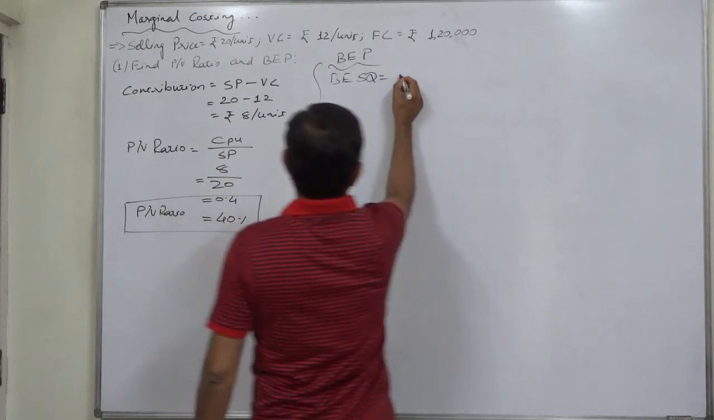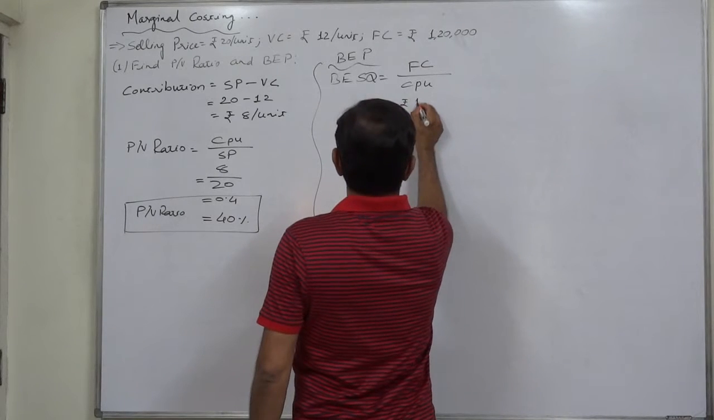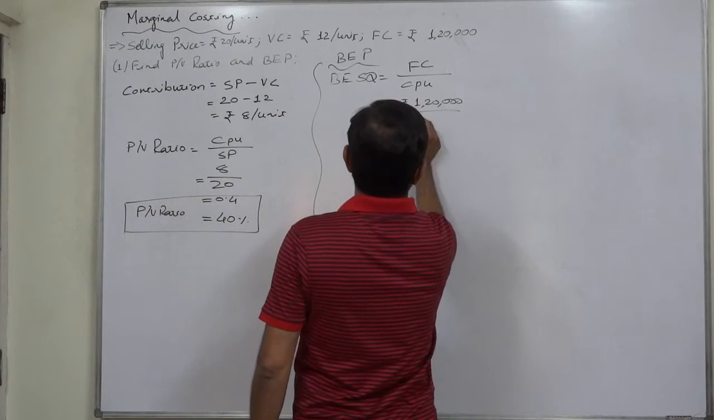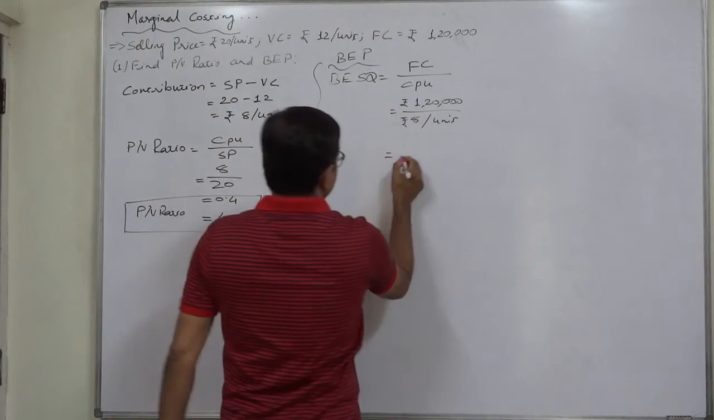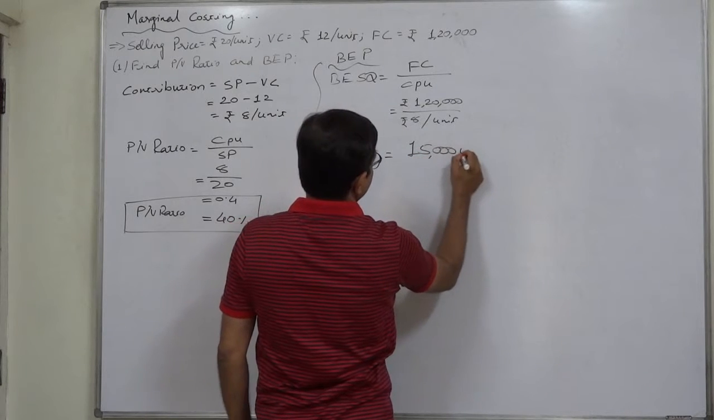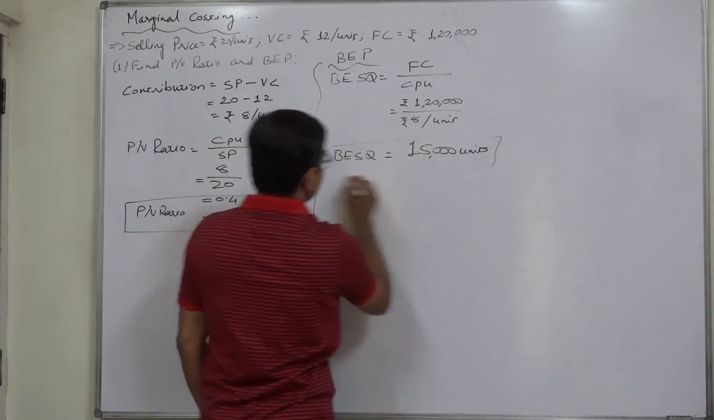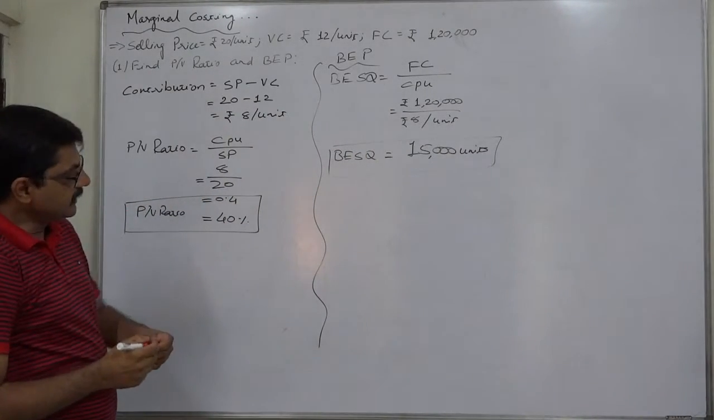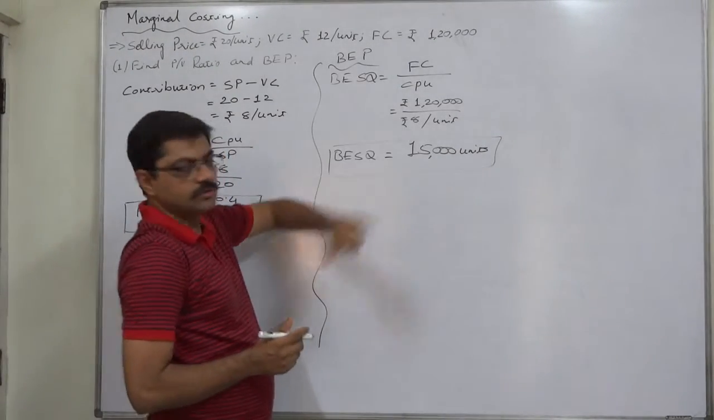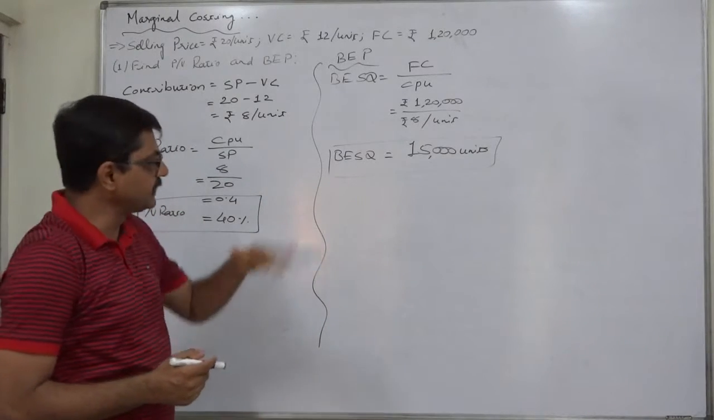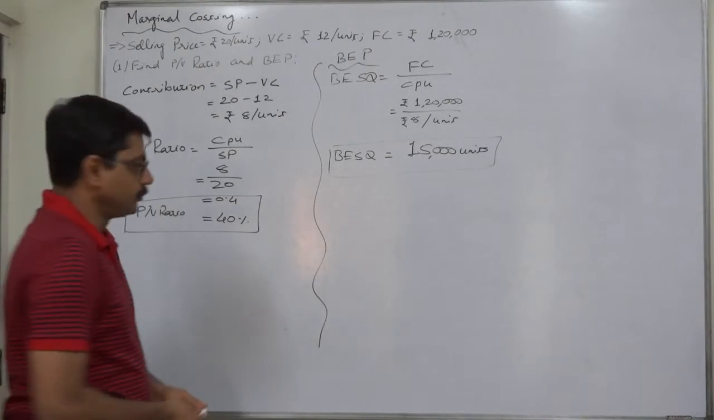Break even sales quantity equals fixed cost, that means total fixed cost, divided by contribution per unit, that is 1,20,000 divided by rupees 8 per unit. So it comes to 15,000 units. Break even sales quantity of this company is 15,000 units. Whenever they reach 15,000 units, the contribution will be sufficient to recover the fixed cost of 1,20,000. In other words, the sales beyond 15,000 will now start to generate the profit through contribution.